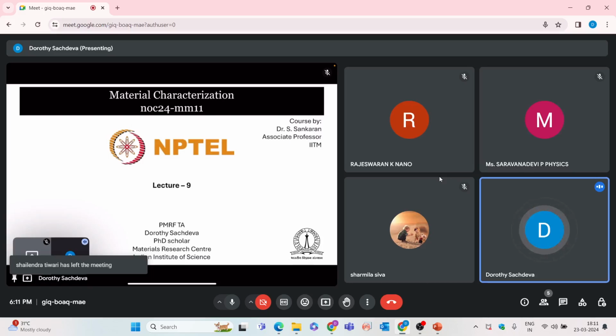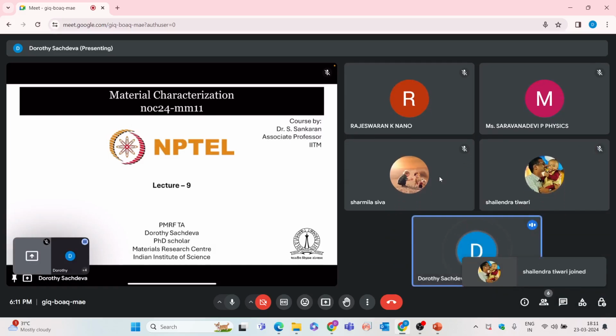In the last class we were discussing the TM and how diffraction and X-rays are used for the characterization of your material. So we will do the continuation part of the previous classes. We will study how the X-rays are being used, how the diffraction is being used for the characterization.